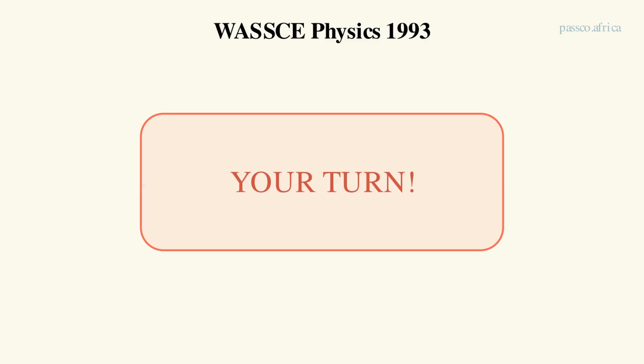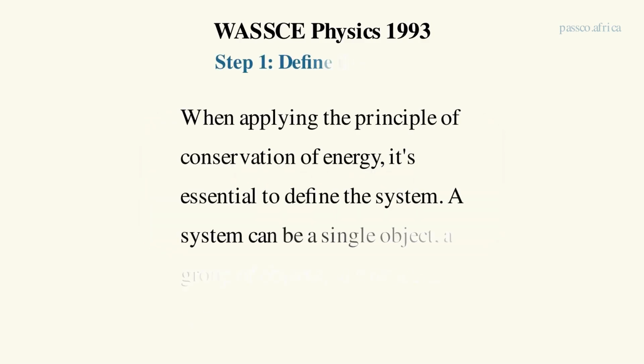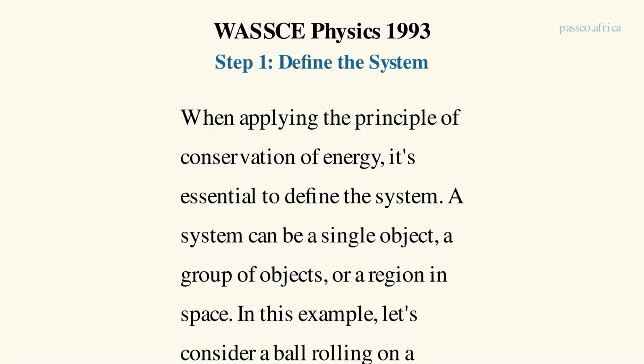Step 1. Define the system. When applying the principle of conservation of energy, it's essential to define the system. A system can be a single object, a group of objects, or a region in space. In this example, let's consider a ball rolling on a surface.